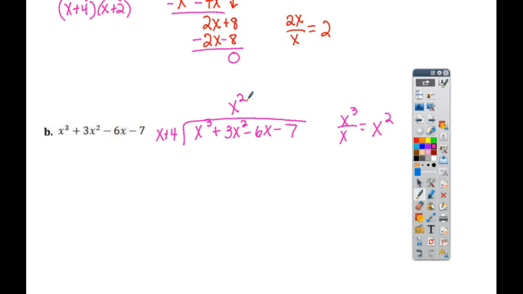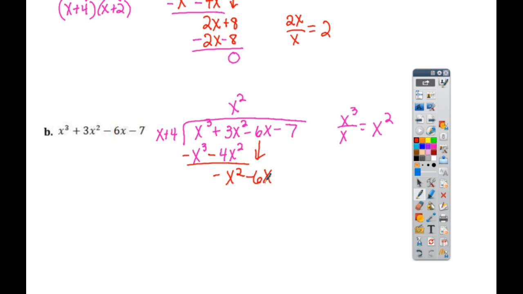Correct. Yes. So x to the second times x gives me x to the third. 4 times x squared gives me, but now what do I change the signs to? So the x to the third cancels out. This gives me minus x squared.